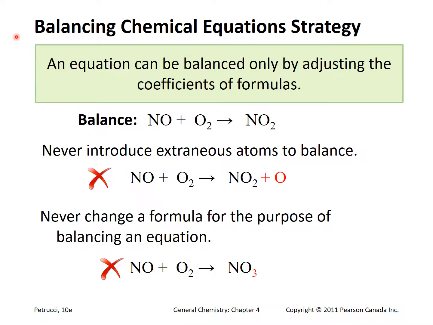One of the most fundamental skills in chemistry is the ability to balance chemical reactions. It's important to remember that an equation can only be balanced by adjusting the coefficients of the formulas. So, for example, in this unbalanced reaction, NO plus O2 produces NO2, we cannot introduce extraneous atoms. So, for example, we cannot introduce the oxygen atom as shown here. Also, it's important that we can never change a formula just to balance a reaction. So we cannot change NO2 to NO3 in order to balance it.